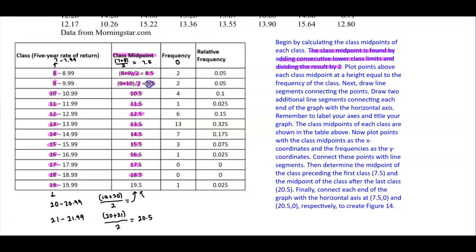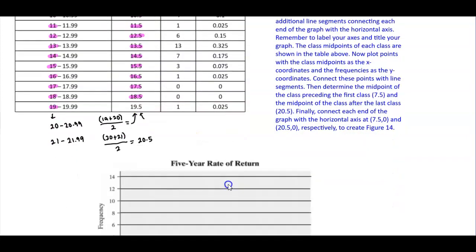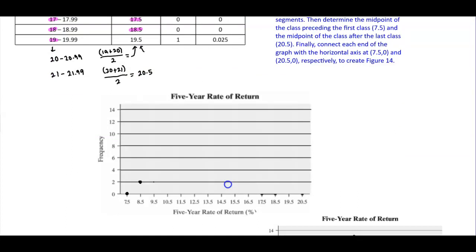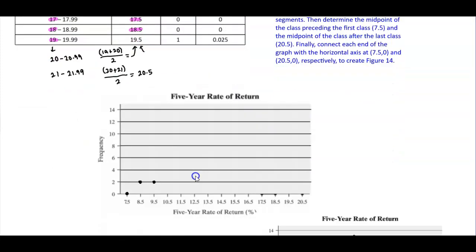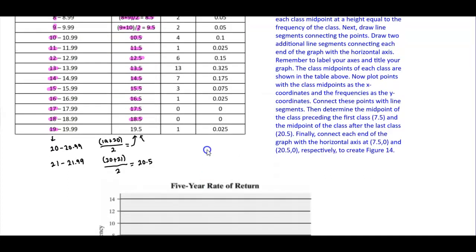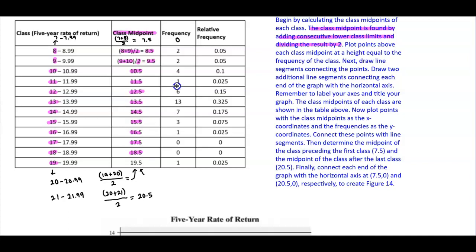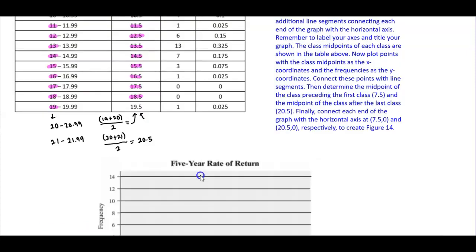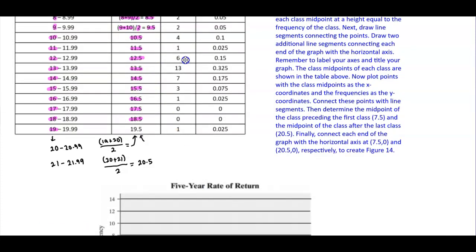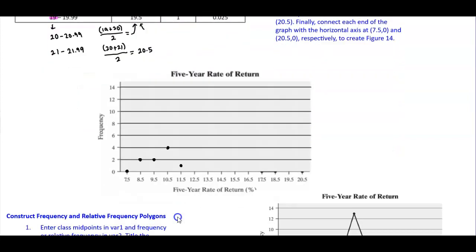Then if we take a look at the midpoint of 9.5, that's going to give us 2. For 10.5, the frequency is 4, so above the midpoint for 10.5, we have the frequency of 4. For the midpoint 11.5, we have a frequency of 1. For 12.5, we have a frequency of 6, so we're going to come all the way up here at 6.